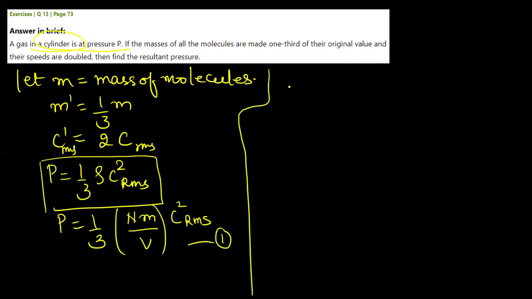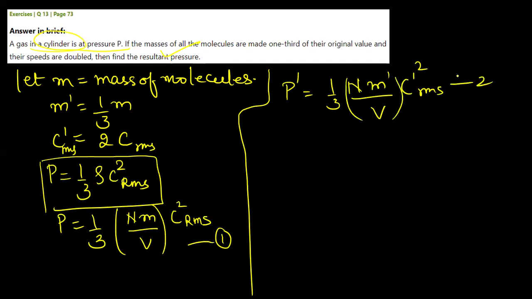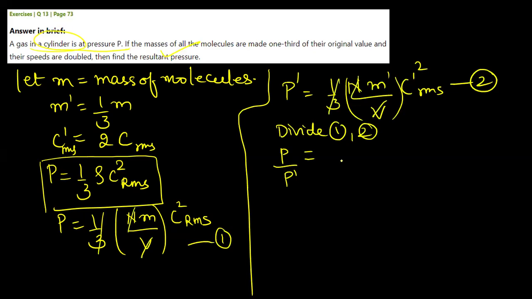I can write another case, the resultant pressure. The second pressure is what I'm supposed to find. So I can write it as P dash equal to 1/3 N m dash upon V c dash square RMS. Divide 1 and 2. When you divide 1 and 2, what do you get? P upon P dash equal to, you see 1/3 NV will get cancelled. Here you are left with m c square RMS, and here you are left with m dash c dash square RMS.